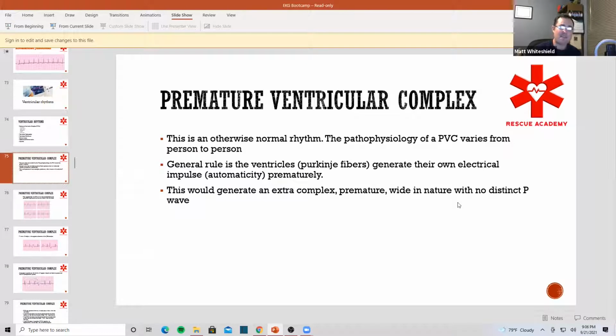Except, remember, a PAC is coming from the SA node, a PJC is coming from the AV node, a PVC is coming from the ventricles. Okay, so that's the only difference between the three, where they're coming from. Now it says general rule, the ventricles or Purkinje fibers generate their own electrical impulse, also known as automaticity, but it's a premature contraction.